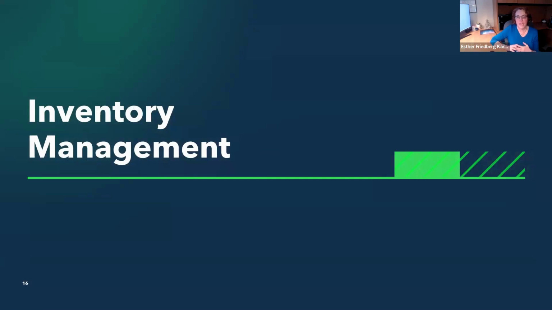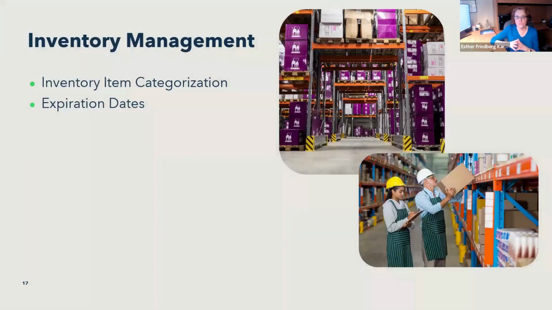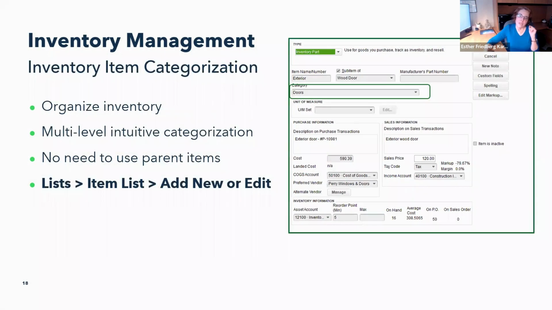Our next grouping of enhancements is inventory management. And there are two new features in this grouping: inventory item categorization and expiration dates. Now, the inventory item categorization is available in all editions of Desktop Enterprise, including Enterprise Accountant for version year 23. I can access this by adding a new item or editing an existing item, but it's not just for inventory items, but also non-inventory, assembly, service, and other items.